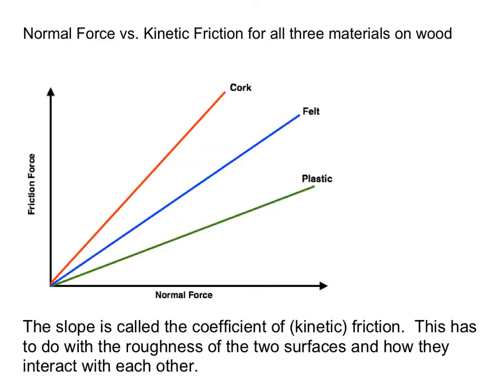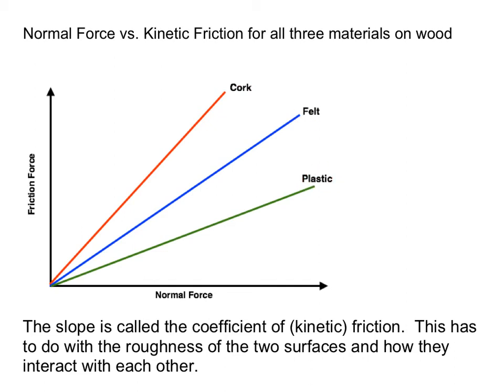So in the post lab, what we did was we compared our graphs. They all yielded linear plots. And we found that the roughest surface to wood interface would be the line with the greater slope. So we found that cork had the greater friction, and then felt, and plastic.